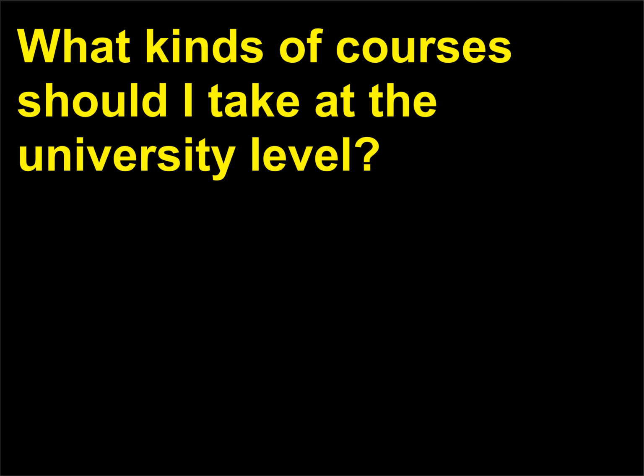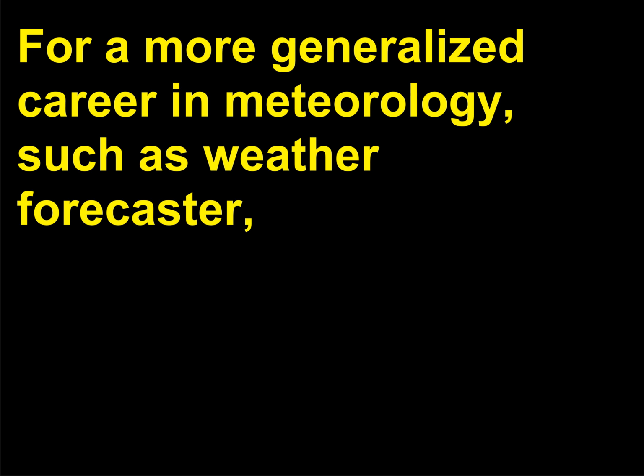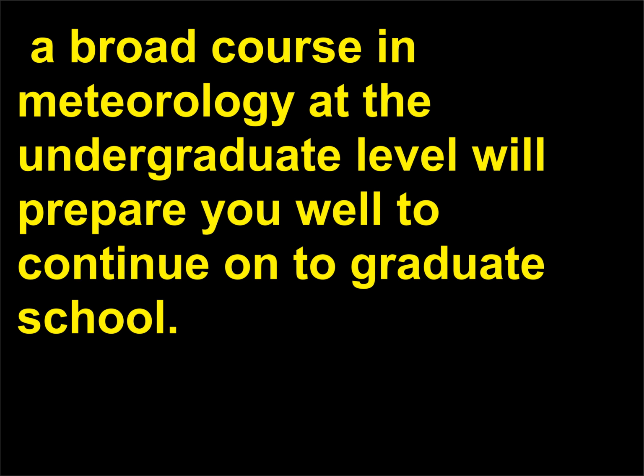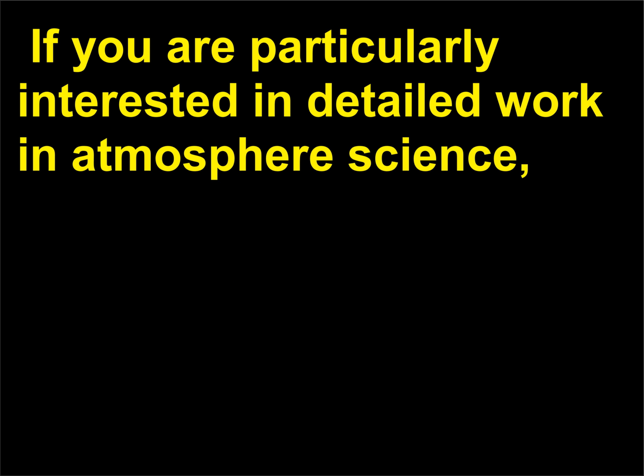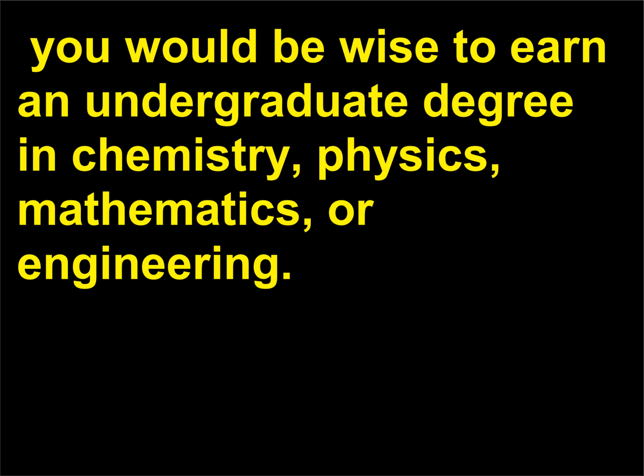What kinds of courses should I take at the university level? For a more generalized career in meteorology, such as weather forecaster, a broad course in meteorology at the undergraduate level will prepare you well to continue on to graduate school. If you are particularly interested in detailed work in atmosphere science, you would be wise to earn an undergraduate degree in chemistry, physics, mathematics, or engineering.